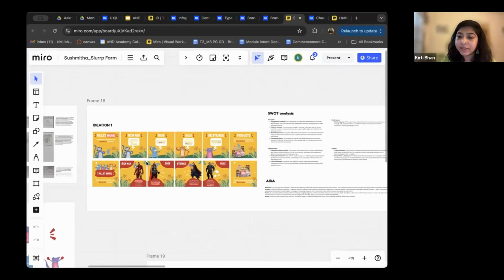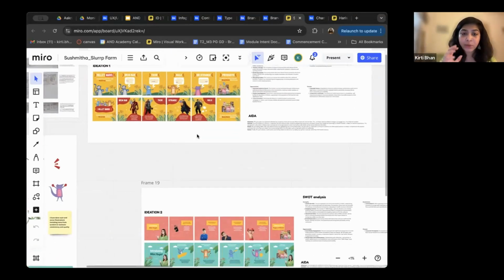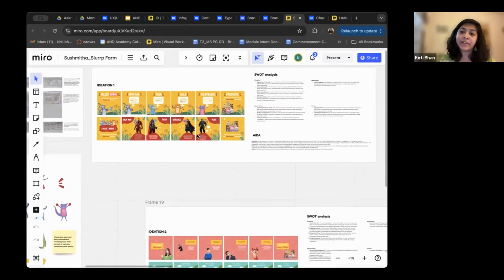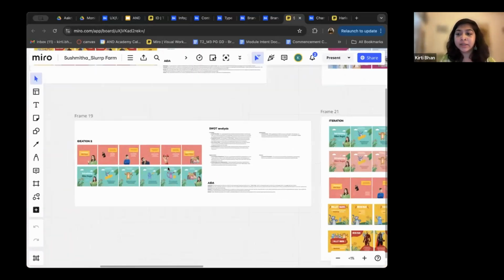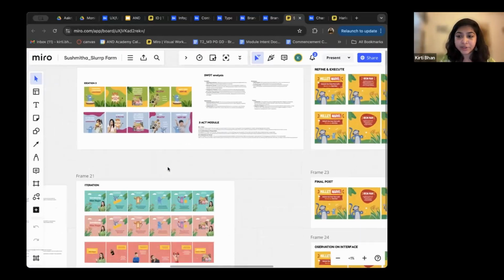Then some ideations. She also did a SWOT analysis on the ideations they created, to have a better understanding, critical thinking and decision-making power. In SWOT, they were able to decide which one they are going to go with and why. So they always have their what I did and why I did it. These are the iterations from what she was creating from the ideations.